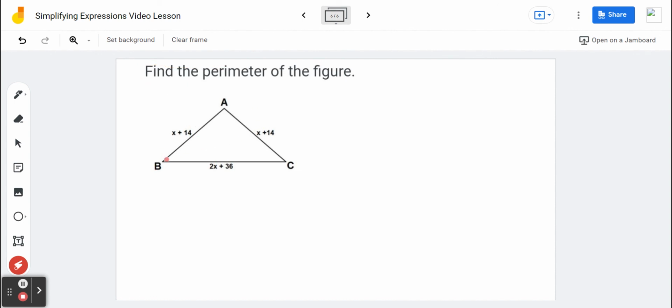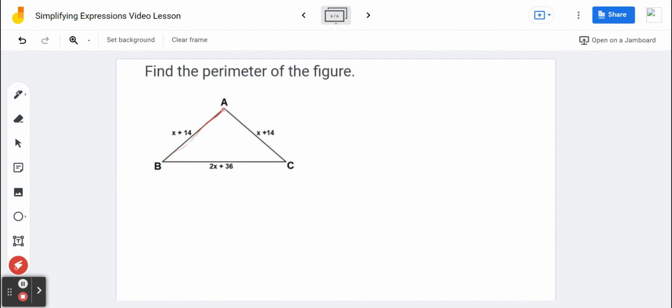So perimeter means the outside. So if I walk around this triangle, how far did I walk? You are going to see this. You're like, this doesn't make sense. There's an expression as a side. This is actually pretty common in algebra. The two math forms, geometry and algebra, get intertwined repeatedly.